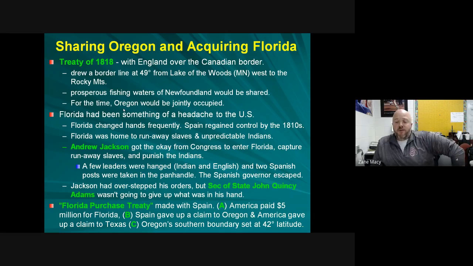Oregon's southern boundary, because Spain still controlled California, we set at 42 degrees latitude. Now it's just the issue of we need to decide where the border between Great Britain and the United States is going to be.